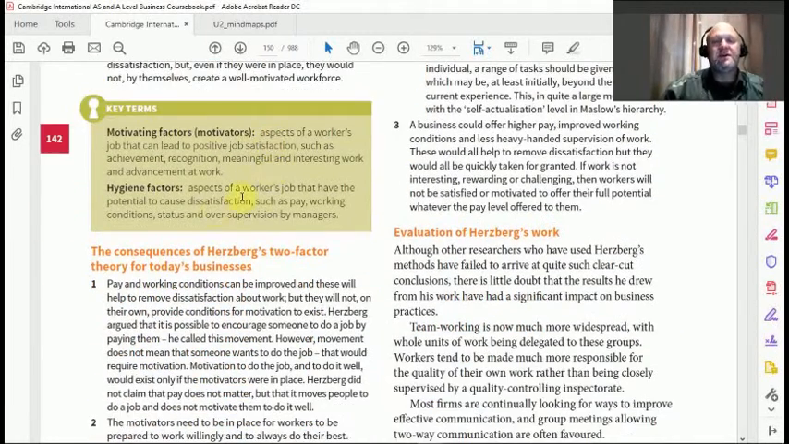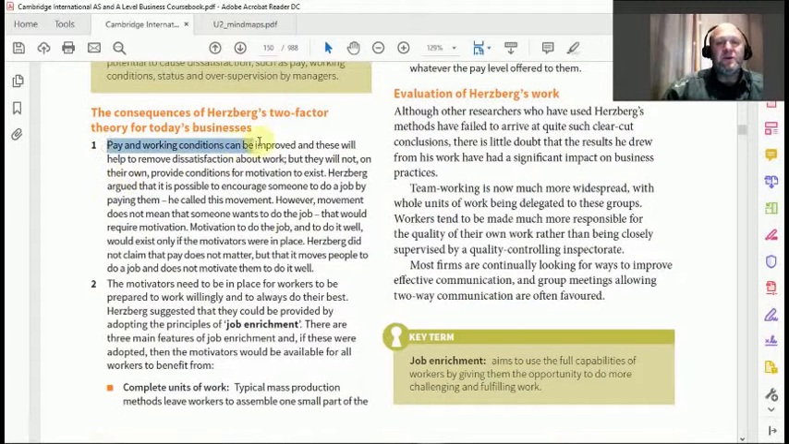How does that apply today in business? Basically, pay and working conditions can be improved, and that'll help remove dissatisfaction from work. But they will not on their own provide conditions for motivation. Herzberg argued that it's possible to encourage someone to do their job by paying them. He called this movement. However, movement does not mean that somebody wants to do the job. That would require motivation. So motivation to do the job and to do it well would only exist if motivator factors were in place. Herzberg did not claim that pay does not matter, but it moves people to do a job and does not motivate them.